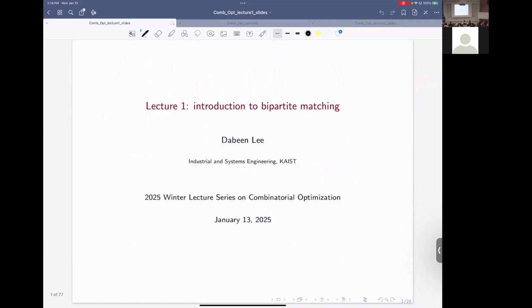Lecture 1 is about an introduction to bipartite matching. As I said, the first half will be about the matching problem, and the matching problem itself has two parts: bipartite matching and non-bipartite matching. You can believe me that non-bipartite matching is quite complicated, but it's a simple variant of the bipartite matching problem. I'll explain that throughout the course.